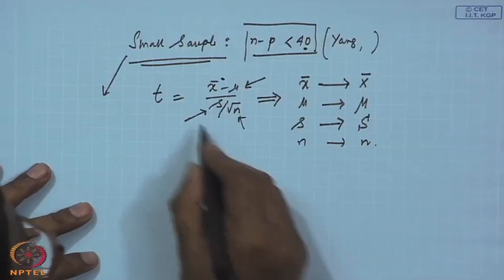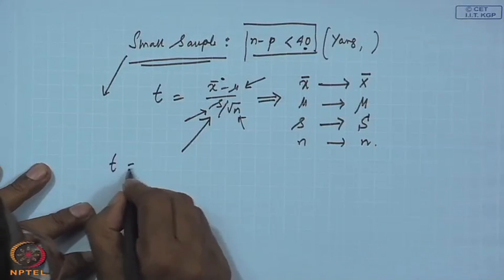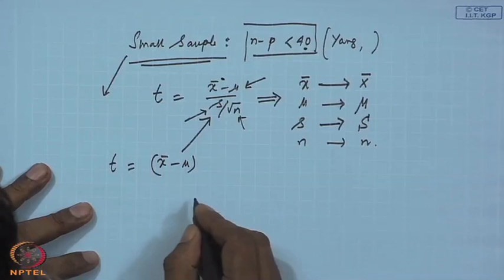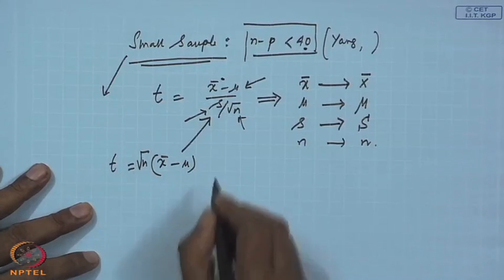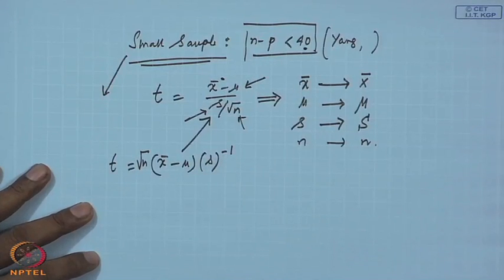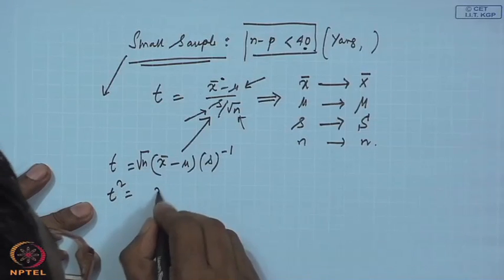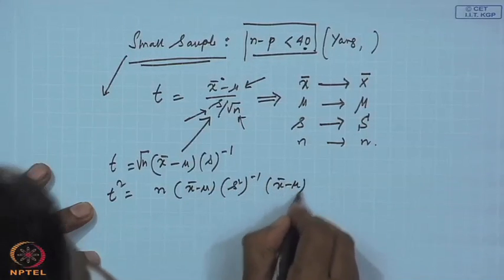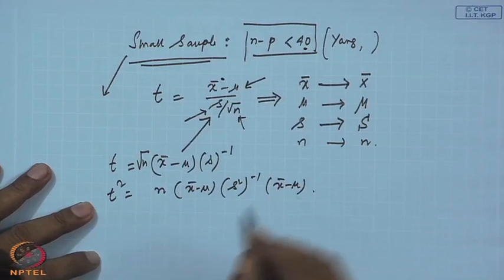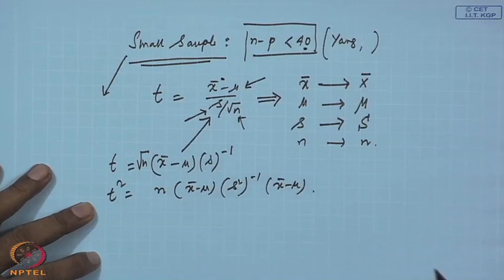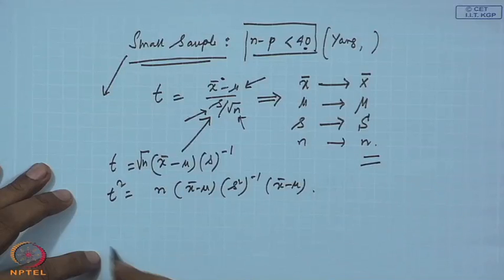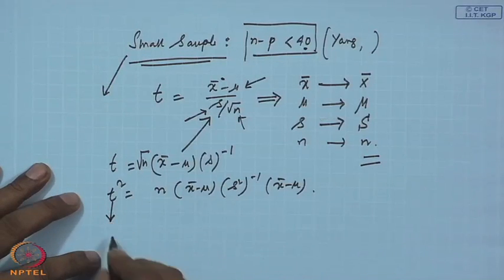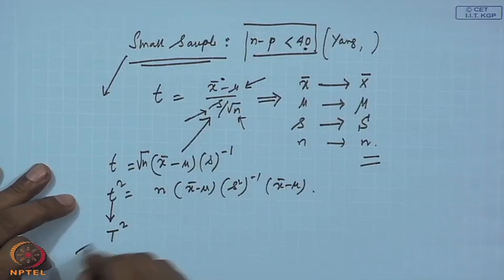Okay. If you rewrite this, what you will write is T equal to x bar minus mu, then here we write square root of n, then S to the power minus 1. Now, if you make T square, what you will get? n times x bar minus mu, S square to the power minus 1, x bar minus mu. Now, like the multivariate normal distribution we developed using the univariate normal distribution, here also we will use a similar formulation. So, instead of this T square, we will write capital T square, which is known as Hotelling T square.